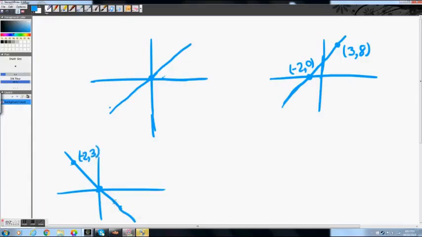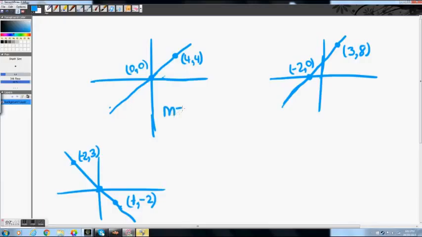And slope-intercept form for this one, given that this is (-2, 3), and this is (1, -2). And this is (0, 0), and (4, 4).